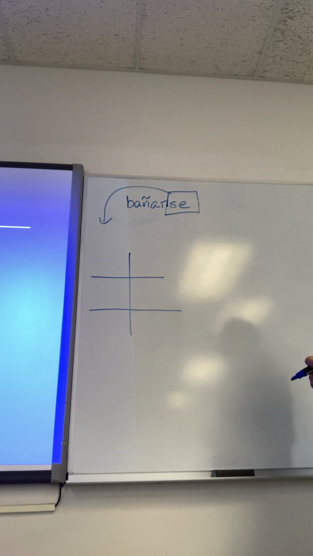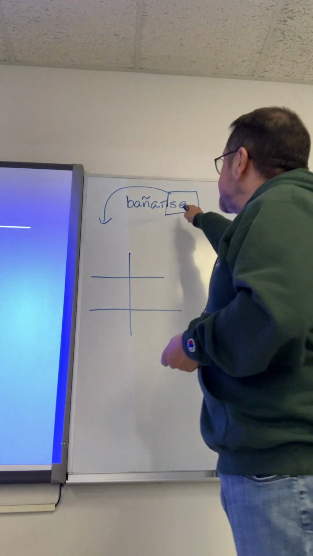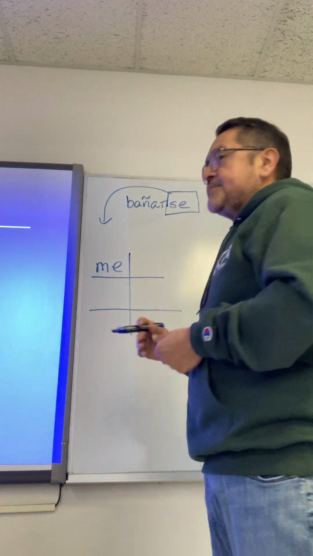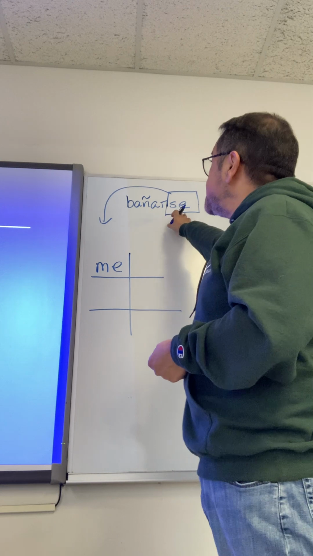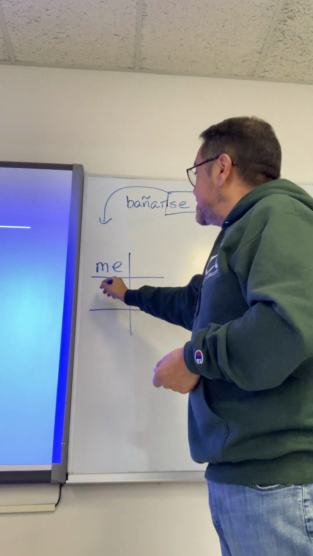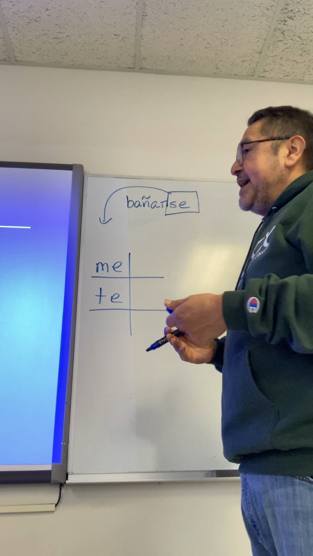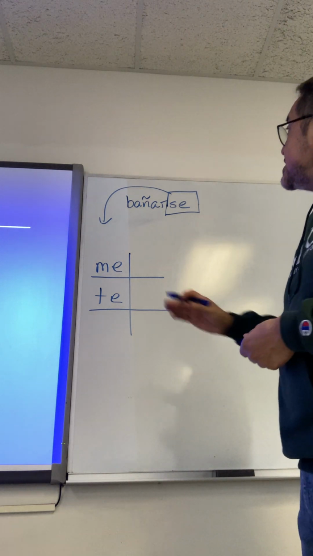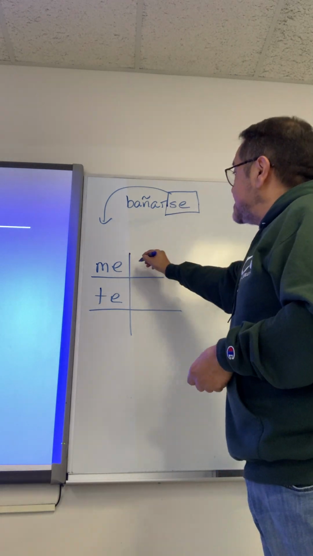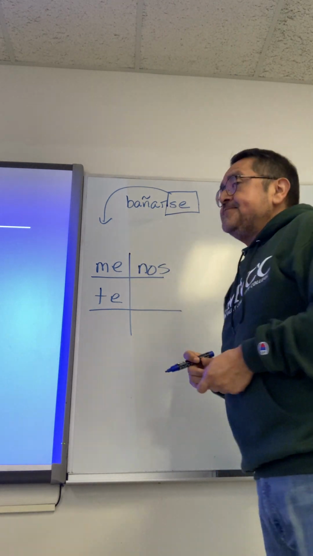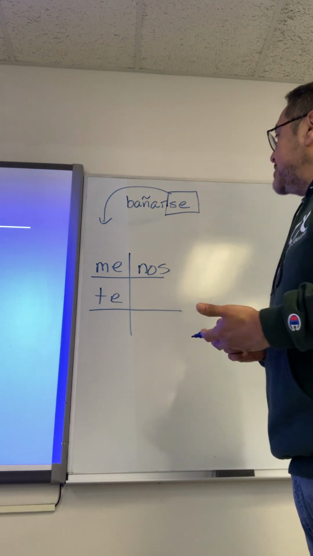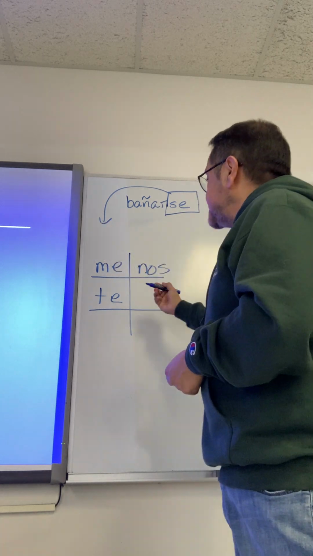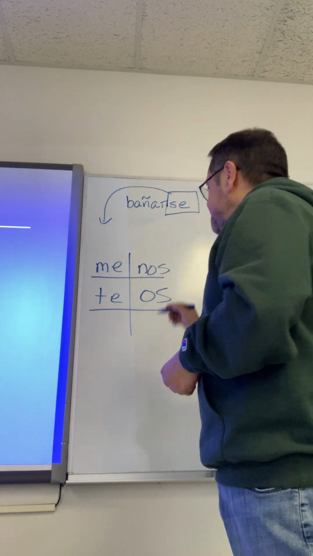So if your subject is yo, the se goes to the front and it changes to me. If your subject is tú, the se goes to the front and becomes te. If your subject is nosotros, it becomes nos. If your subject is vosotros, it becomes os, okay?